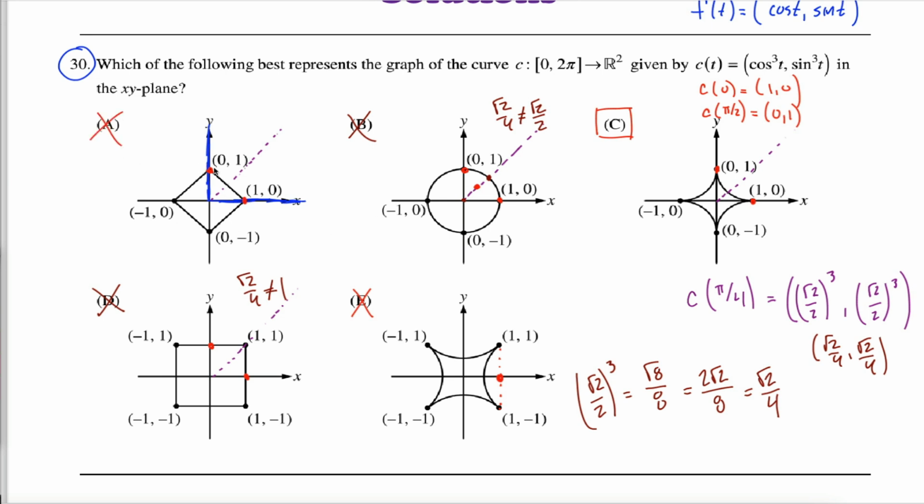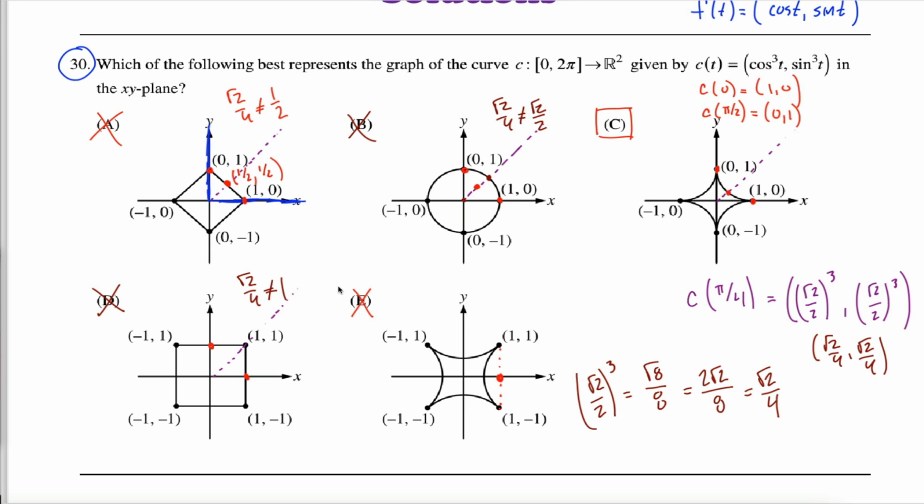If you really wanted to prove that, you could find the midpoint of these 2 points, which is somewhere in here. The midpoint formula tells you that the x-coordinate of the midpoint is just the average of the 2 x-coordinates, so 1/2 in this case. And the y-coordinate of the midpoint is the average of the 2 y-coordinates, so it's also 1/2 in this case. And since root 2 over 4 does not equal 1/2, A is not the answer. By process of elimination, I know that C must be my answer. I'm done with question 30.